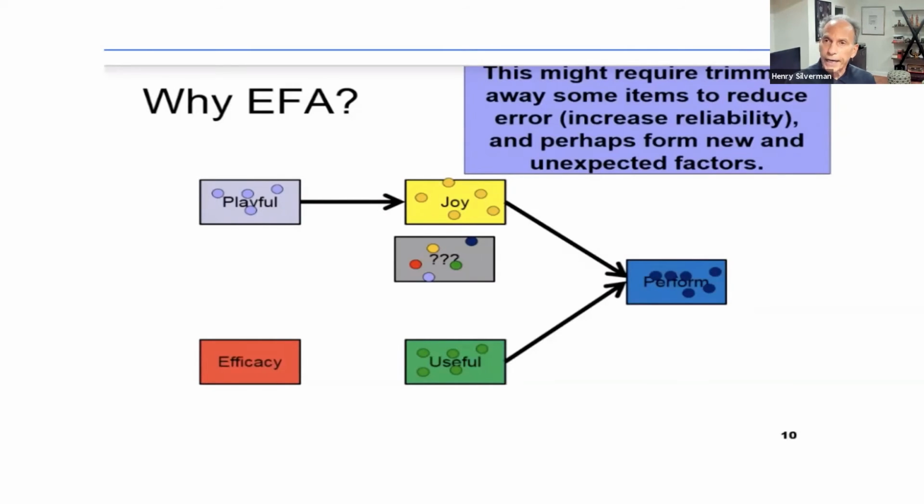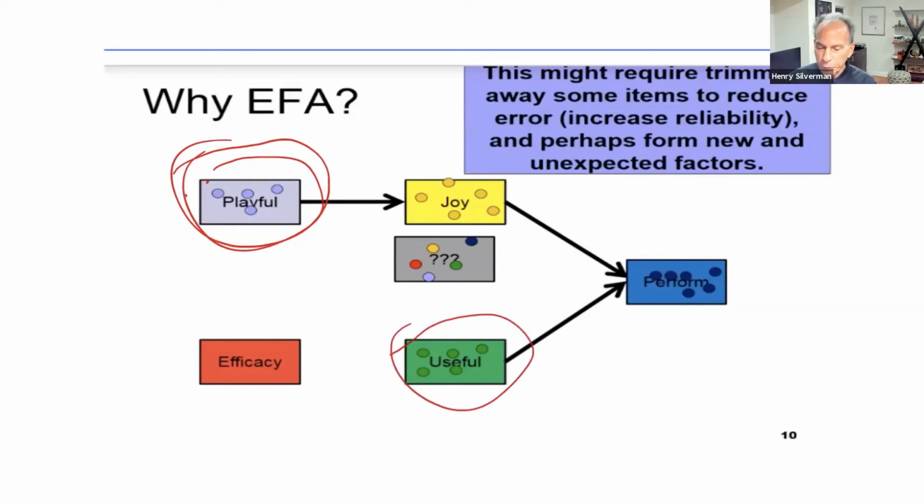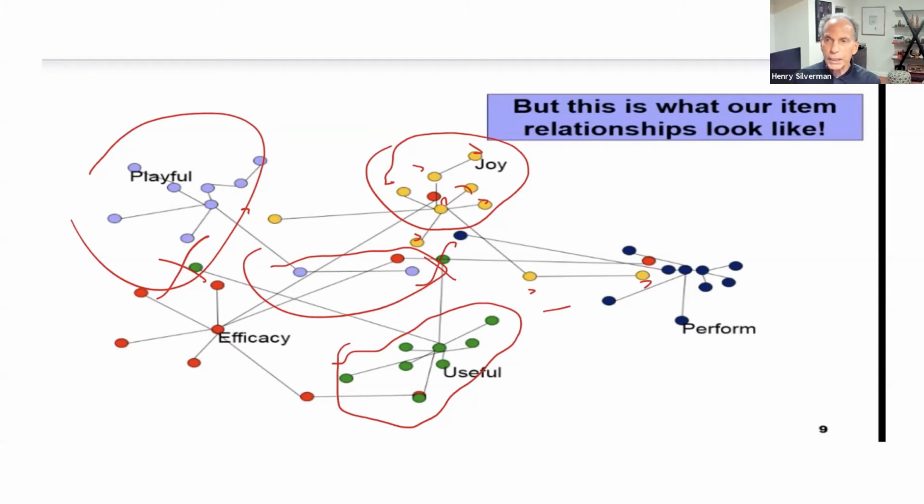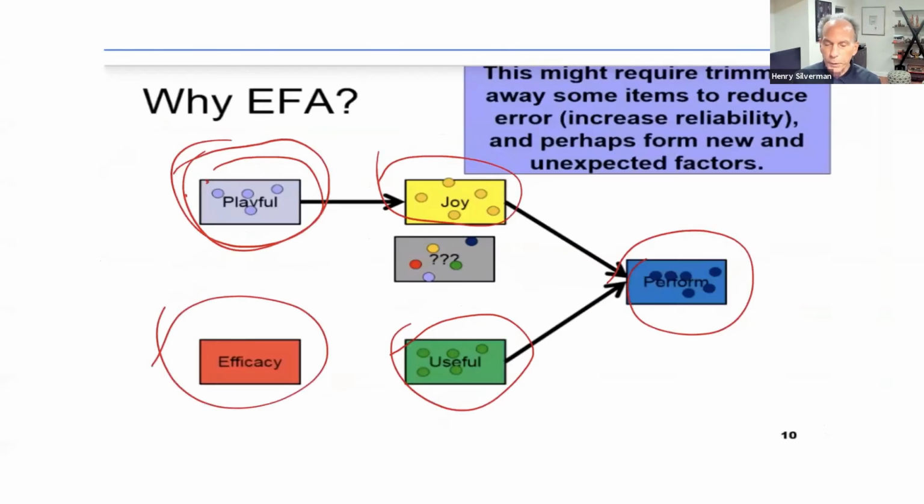So in order to have a set of correlated items measuring a construct, you may want to eliminate the outliers so that all those questions measuring playful are highly correlated with each other. Same thing with useful, performance, joy. Now, look at what we see. We see that the construct of efficacy is not well represented.